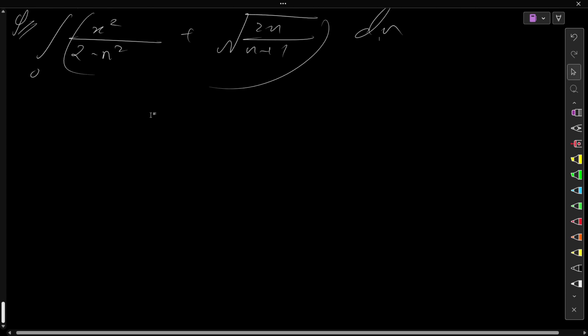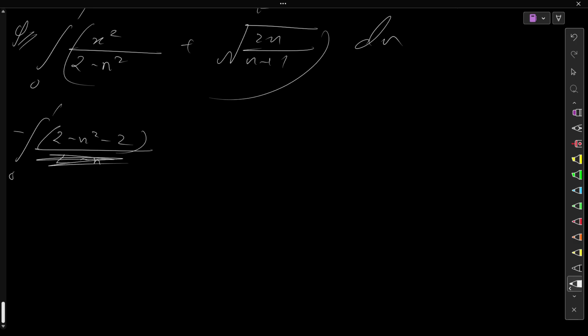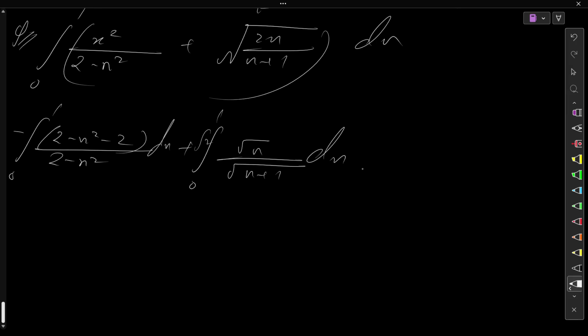So let us evaluate this integral. This could be written as minus of 2 minus x square, plus 2 divided by 2 minus x square, dx, plus the integral from 0 to 1 of root x over root x plus 1 dx.